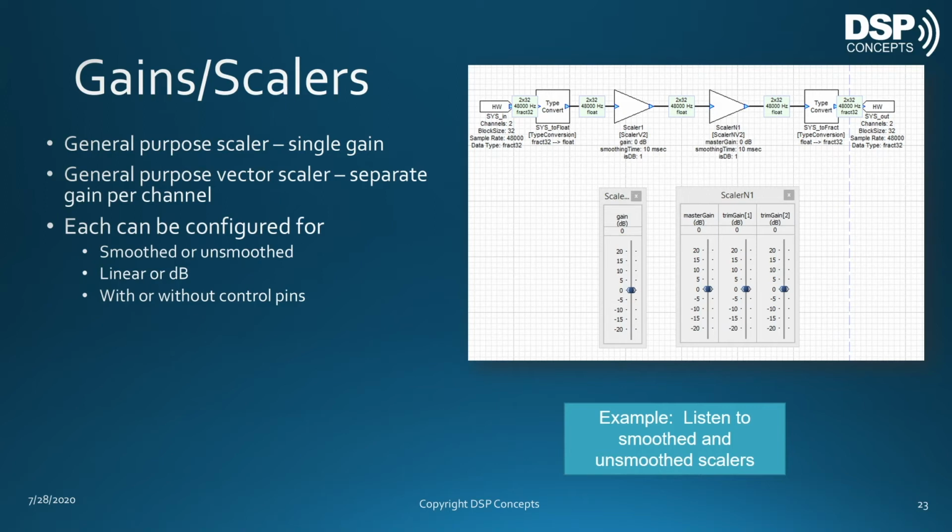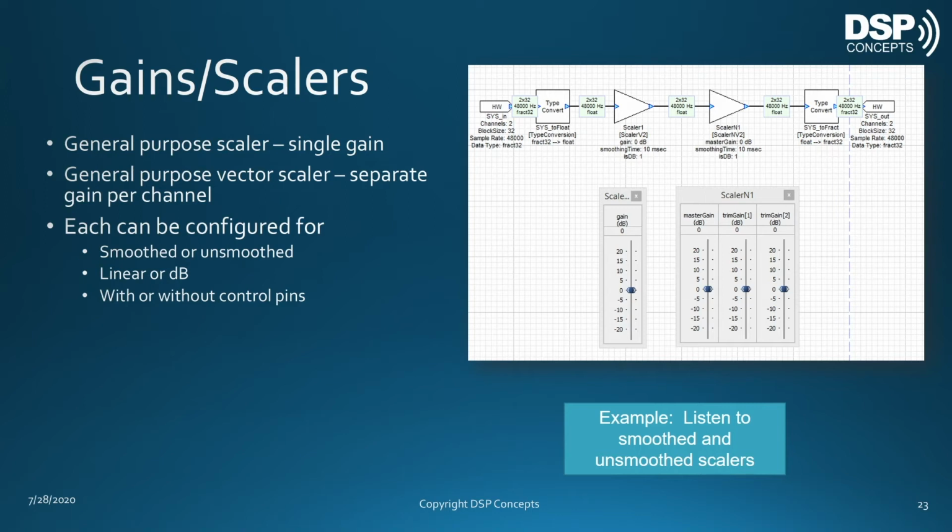Each of these can be configured to be smoothed or unsmoothed. If it's smooth, it takes a little bit more processing time. You can also specify the smoothing time as a module property. You can configure it for linear or dB operation. dB is the default. And they can be with or without control pins.